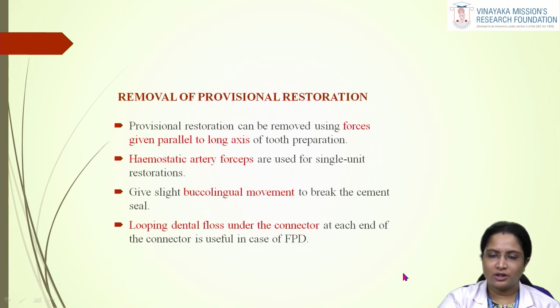So, how to remove a provisional restoration? It is easy to remove a provisional restoration because we use a temporary cement to lute it. The forces which we give on removal should be parallel to the long axis of the tooth preparation. If it is a single unit restoration, we can easily remove it using a hemostatic artery forceps. The movement which we give for removal is a buccolingual movement for a single unit restoration. If it is an FPD like 3 unit or 4 unit, a floss is tied underneath the connector and a pull is given so that the restoration is removed. Sometimes a crown remover can also be used if the cement is tightly fit on the tooth.